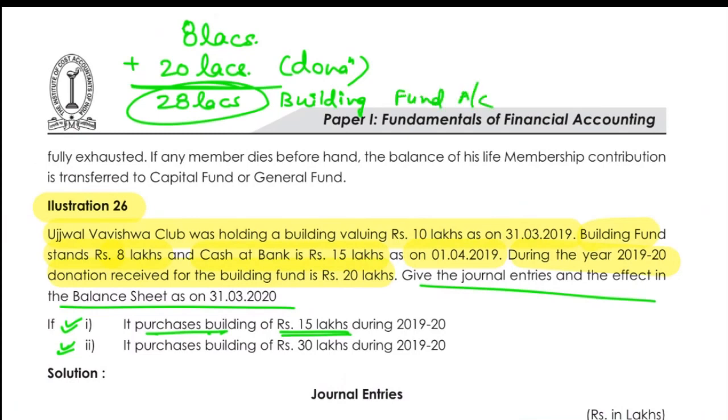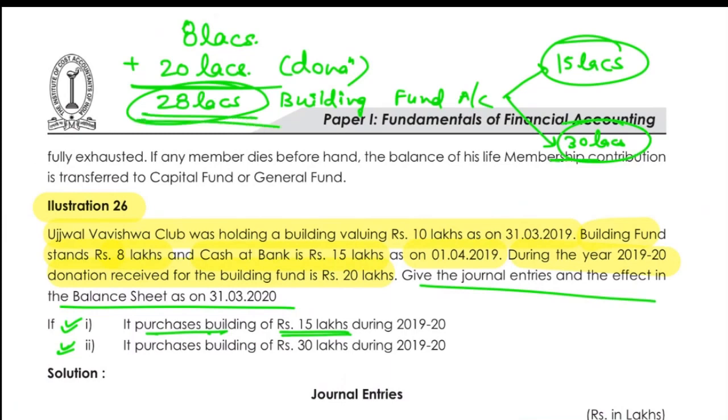Now, out of this building fund account, there can be two cases. First case, if I make a purchase of 15 lakhs, and second case, if I make a purchase of 30 lakhs. So in the second case, my building fund account is lower and my expense is higher. What will I do in that case? So obviously you will transfer only up to the amount of your building fund. The rest, 2 lakh, you can assume is from the general fund, that is your capital fund.